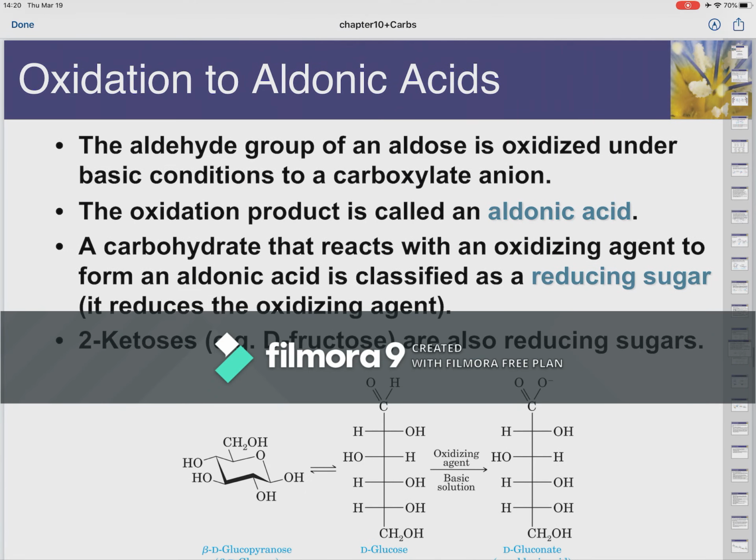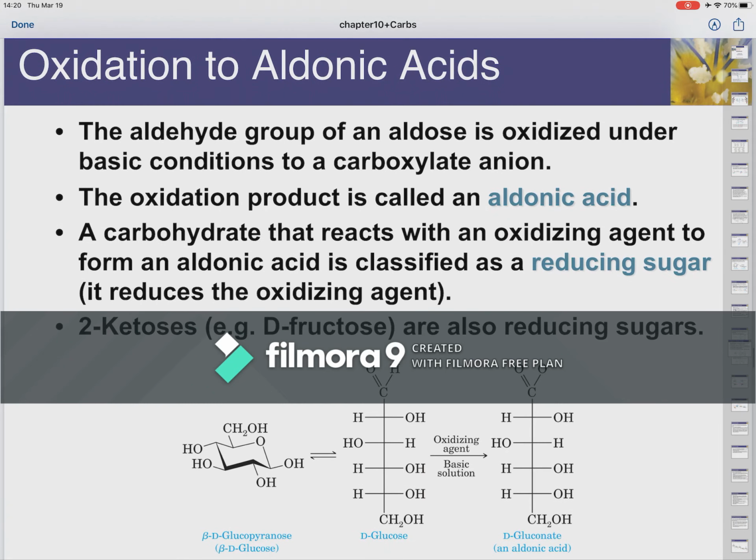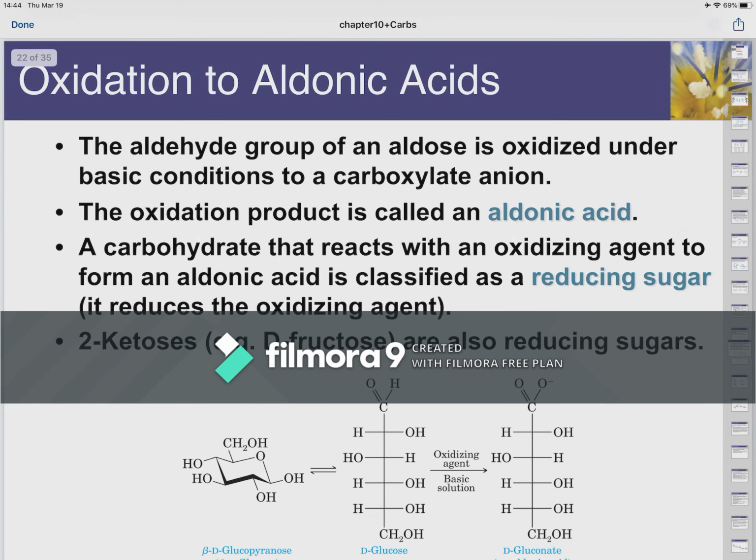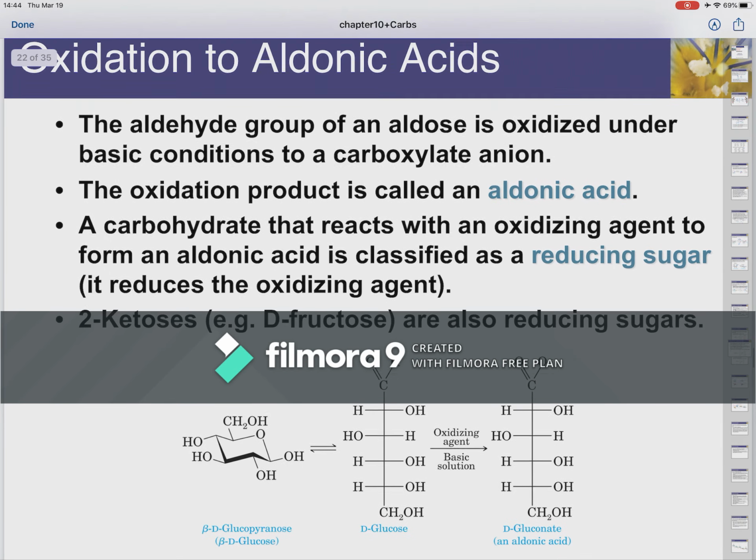In addition to sugars being able to reduce, they can also be oxidized. If they're oxidized, they become acids, sugar acids. So our aldoses become aldonic acids. If you have a sugar that can become an acid, if it can be oxidized, we call it a reducing sugar. All right, so in addition to being able to reduce, they can also be oxidized. And so that's what we're looking at here.